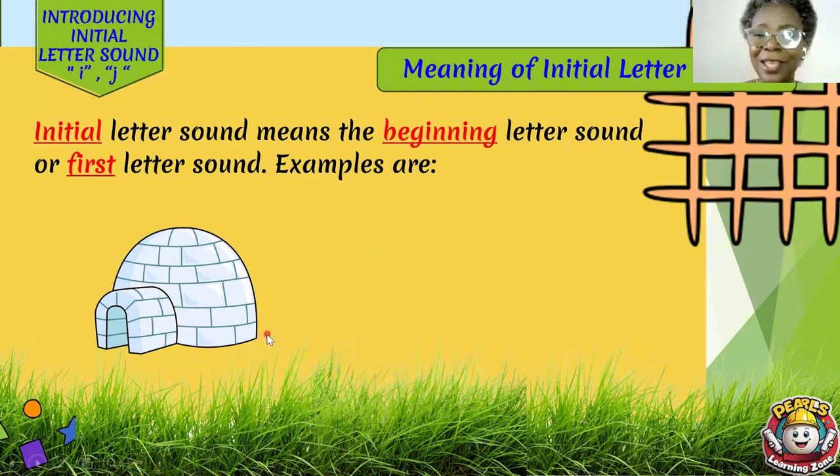Igloo. E. Well done. E is correct. So it is igloo. Can you say it? Igloo. That's the sound. And it's underlined in red ink. That shows that it is a focus. That sound, E. Great job.